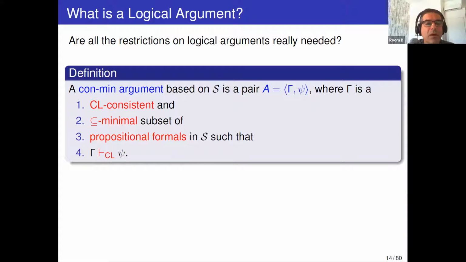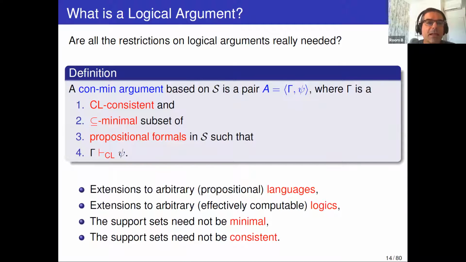So in this definition we actually make some assumptions on an argument. We assume first that the support is classically consistent. We also assume that it is minimal, in the sense that there is no subset of the support that entails the conclusion. We use propositional formulas as the classical language for representing the formulas of arguments, and we use classical entailment for the inferences and therefore for the arguments. And the question is, are all these restrictions really needed? In our context, we make some generalizations. So the answer is no.